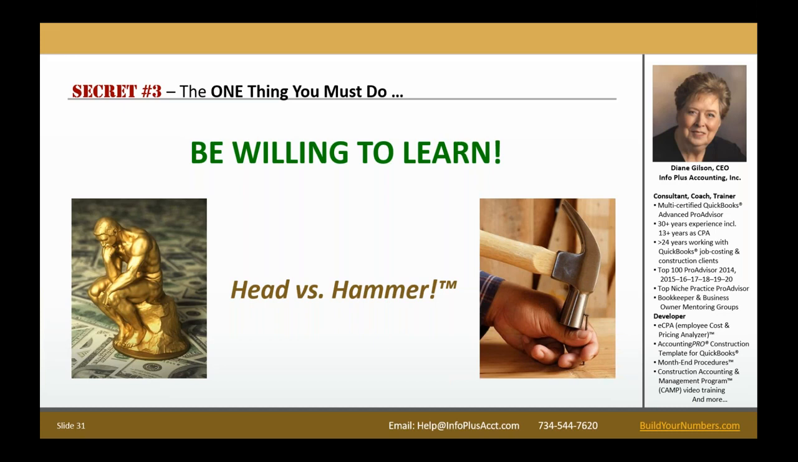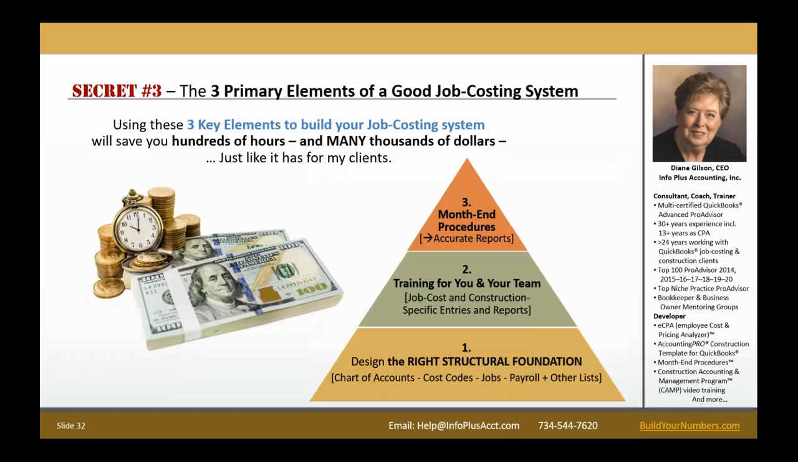I'm going to share with you the 3 primary elements of a good job costing system. I set this up in a pyramid like this so that you can see the base. These 3 key elements are absolutely necessary. Number 1, the basis on the bottom, our foundation, is to design the right structural foundation. That means your right chart of accounts, you need the right cost codes, you need to set up jobs in particular ways, you need to be able to get your payroll assigned out to jobs, and so on. This is all based on the structure.